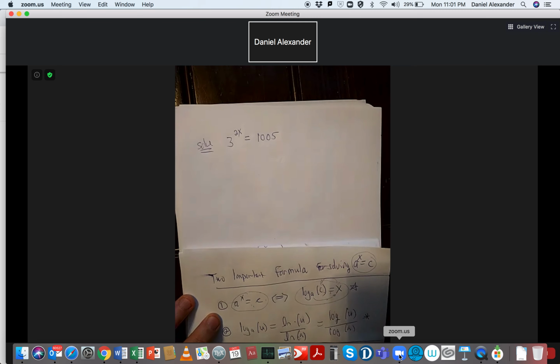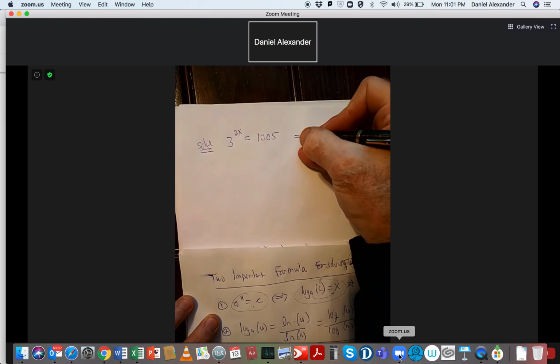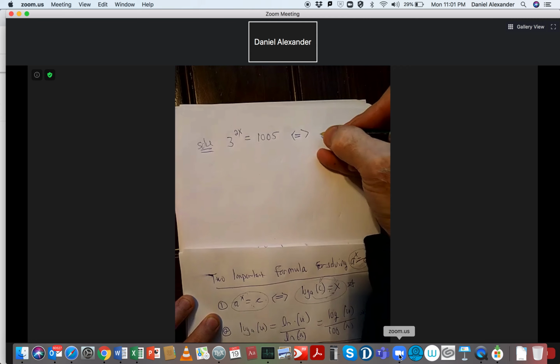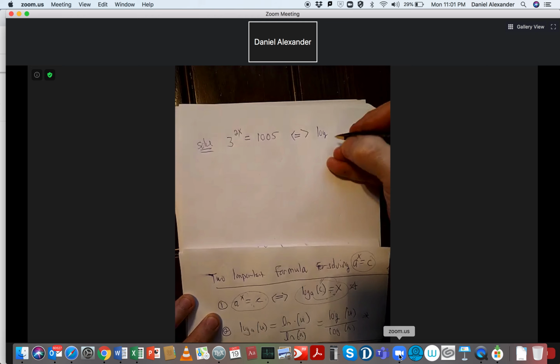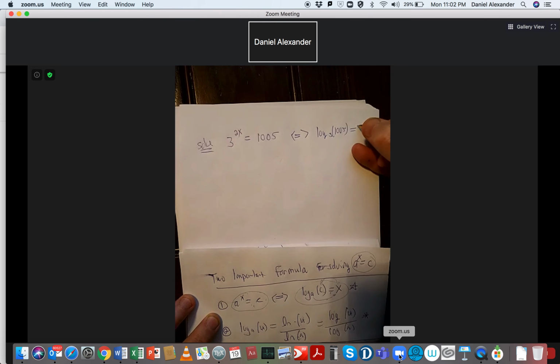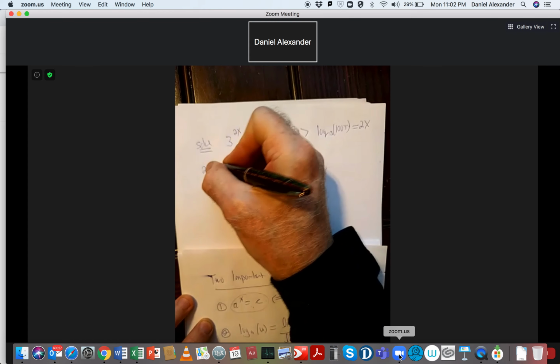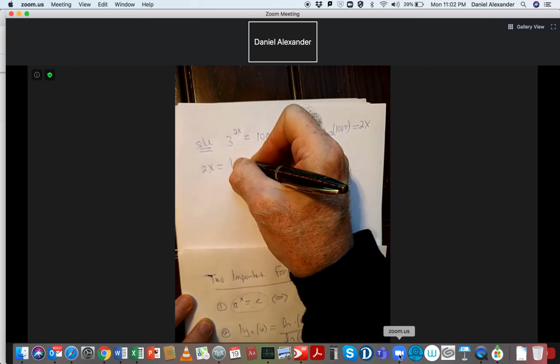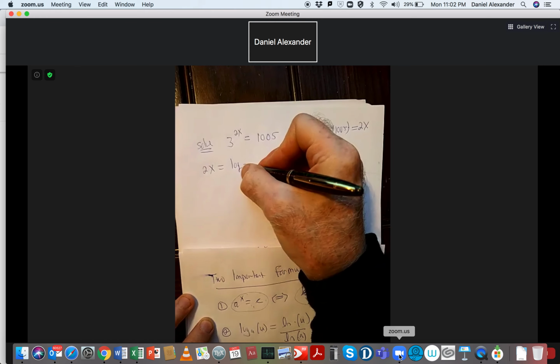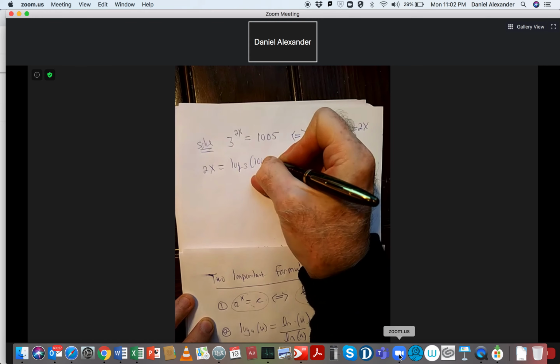So I'm going to rewrite this. The first way is to do this. That means that log base 3 of 1005 is equal to 2x. Okay, so now I do my conversion, and so I get that 2x is equal to the log base 3 of 1005.